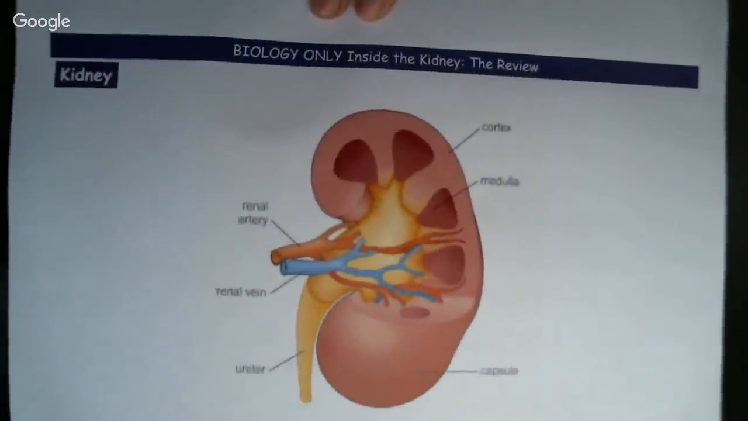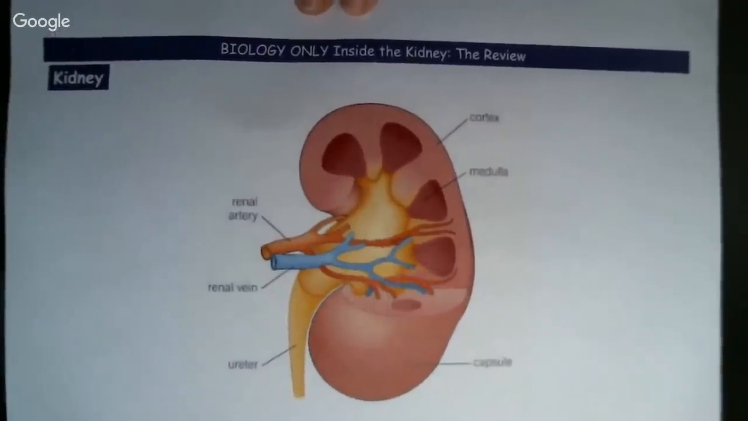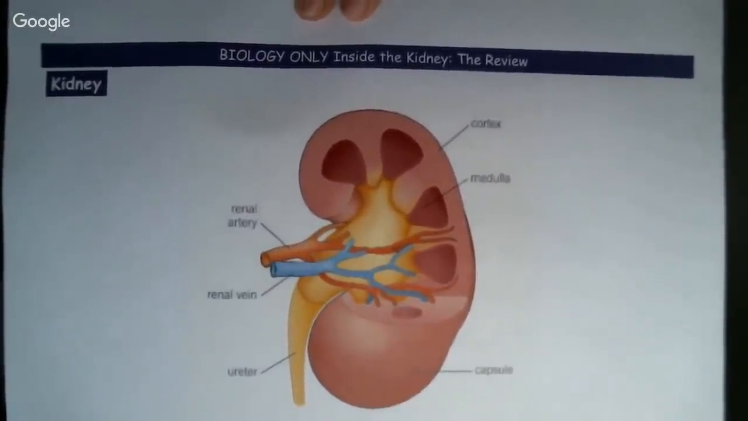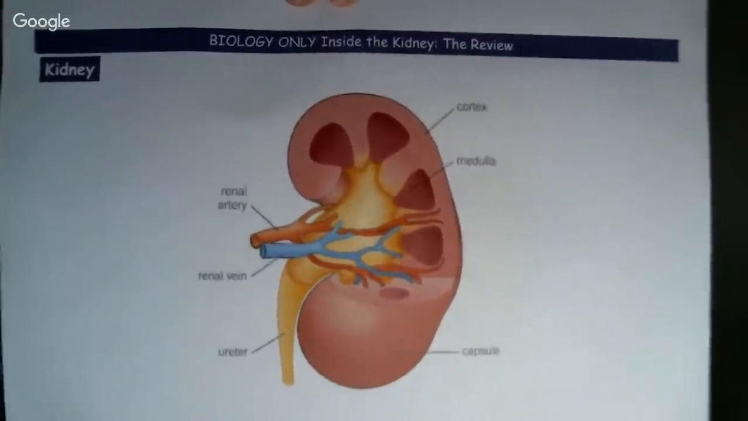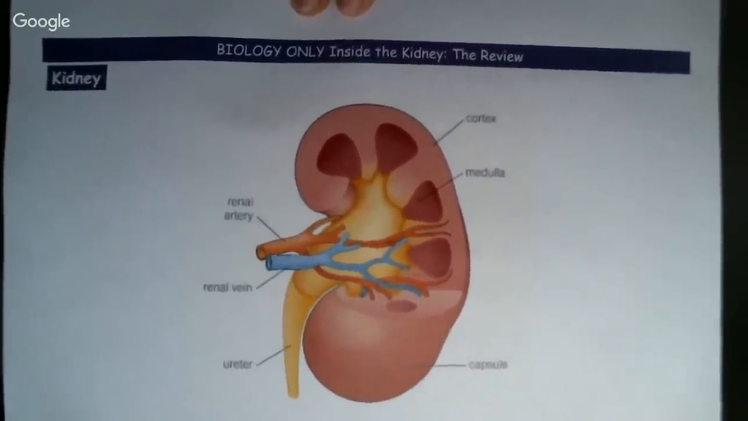If you're short on water, then very little urine is produced, but it's very concentrated. Whereas if you've got a large surplus of water in your body, then your kidneys will produce a lot of very dilute urine. In terms of the kidney, we do need to know the key parts of it. We have 3 key sections: the capsule, which is the outer membrane, the cortex is the outer part of the kidney, and the medulla, the inner part of the kidney. So make sure you know those different bits on a diagram.